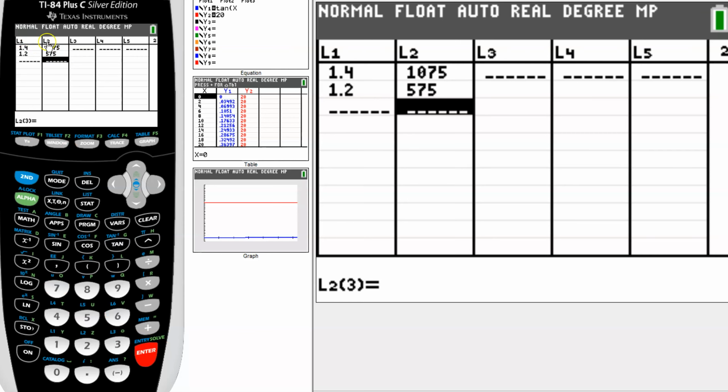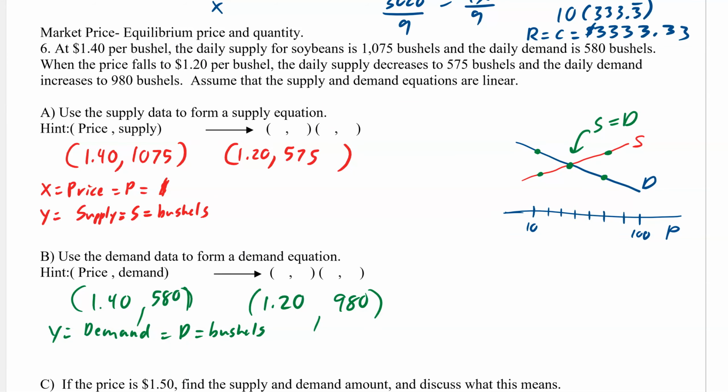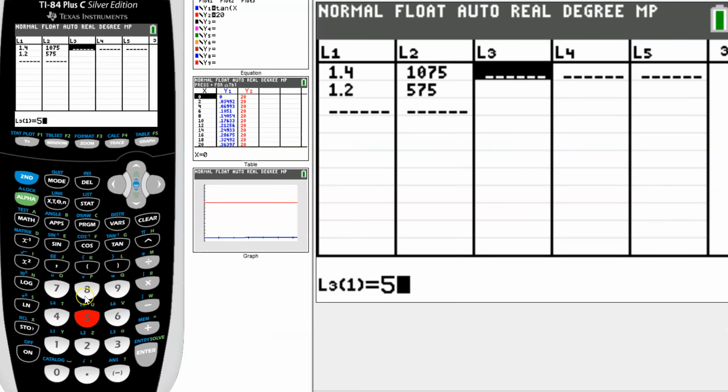So now we have our X and our Y. Scroll over and we'll now put in our demand. So 580 and 980. We've got to make sure that we put these in correctly. So yeah, at 140 we had a big supply and a little demand. At 120 we have a little supply and a big demand, just the way it is.